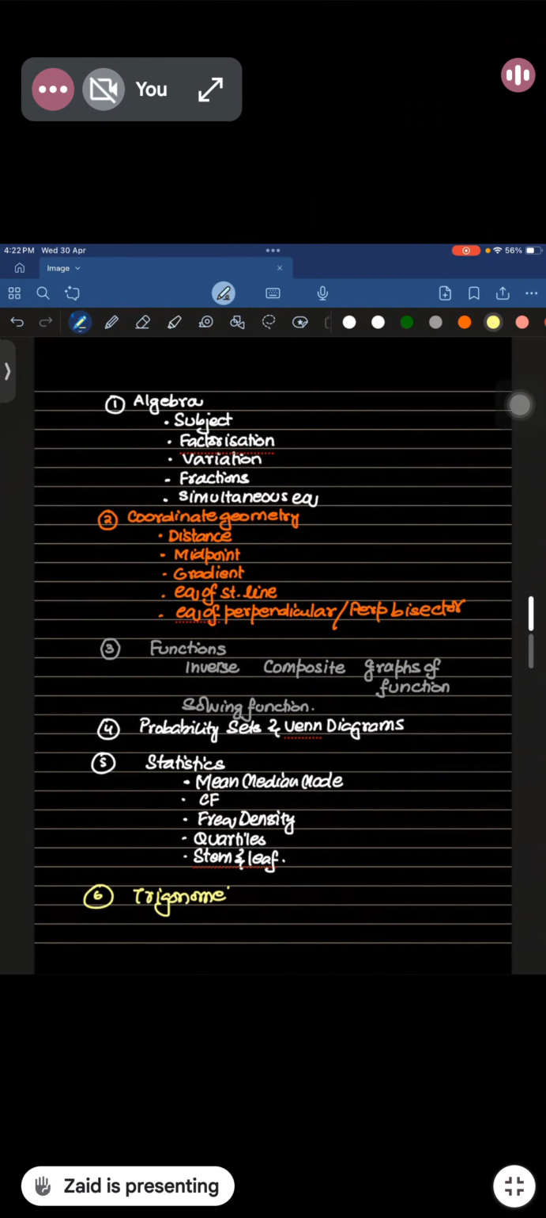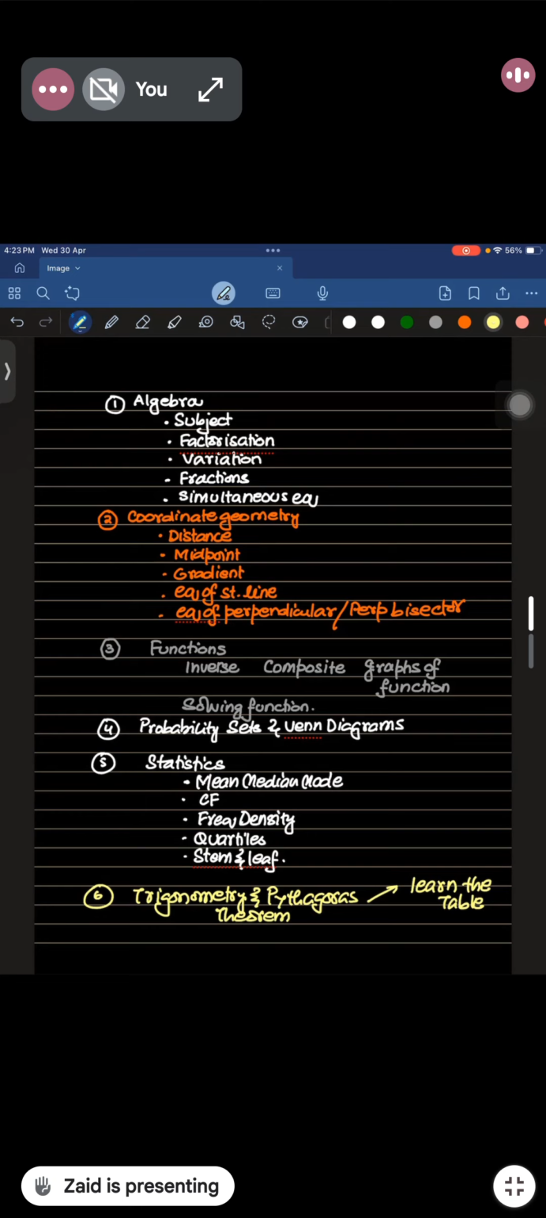Simple further trigonometry won't be included. Okay, trigonometry and Pythagoras theorem. Okay, for this you have to learn the table.